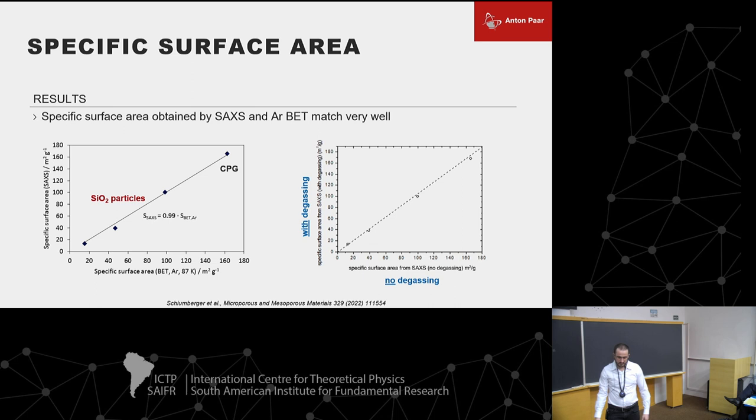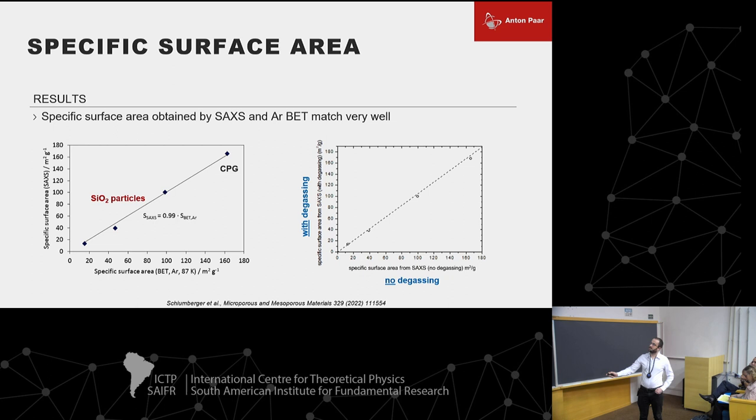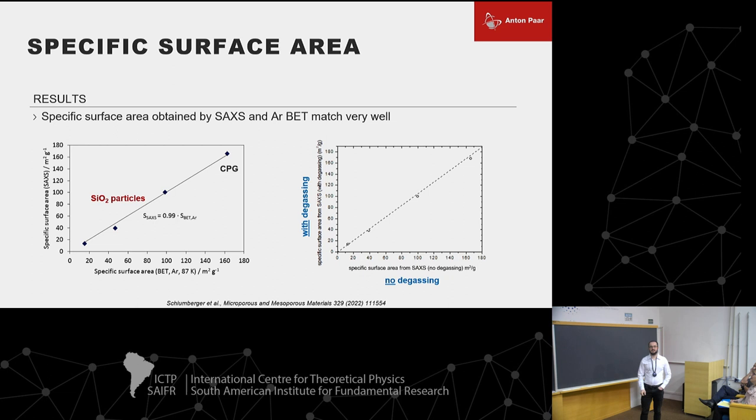Here we can see the results of specific surface area obtained by SAXS and obtained by BET. The plots are in really good accordance. And this is interesting. We can see the results of specific surface area with degassing, heating the sample, putting the sample under vacuum to remove contaminants, for example. That is a process that normally takes 1 or 2 hours or more. And here on the x-axis we can see the same results without degassing. This is a really important point. That means that with SAXS we can determine the specific surface area without degassing, a really important process when you are talking about physisorption of argon or nitrogen.